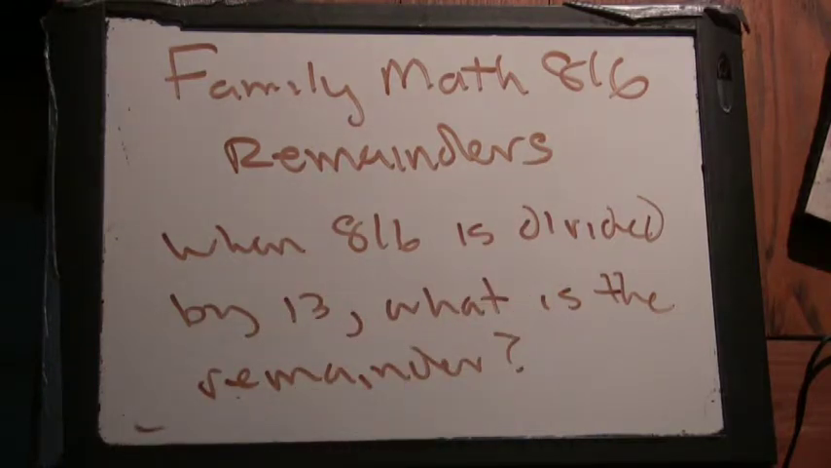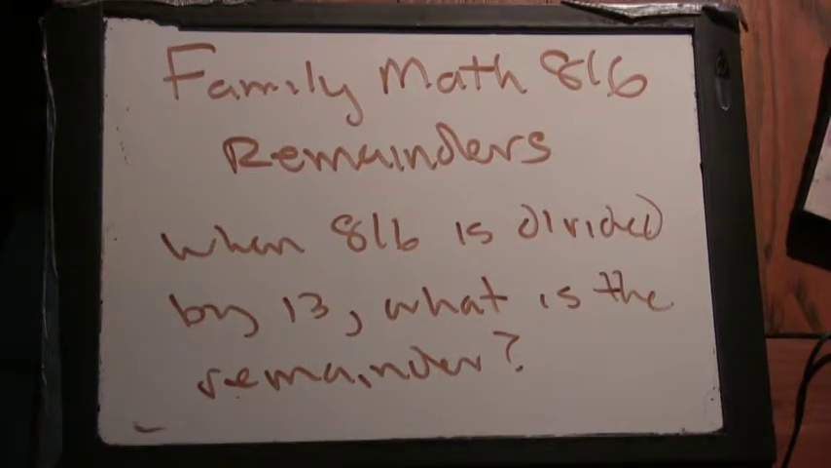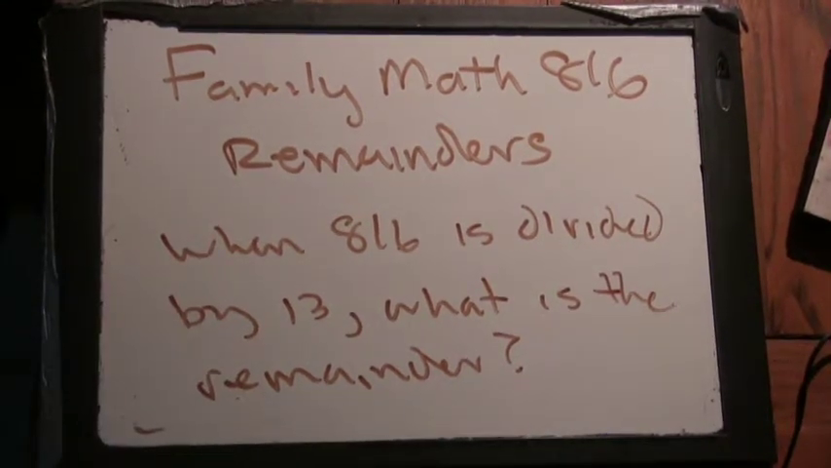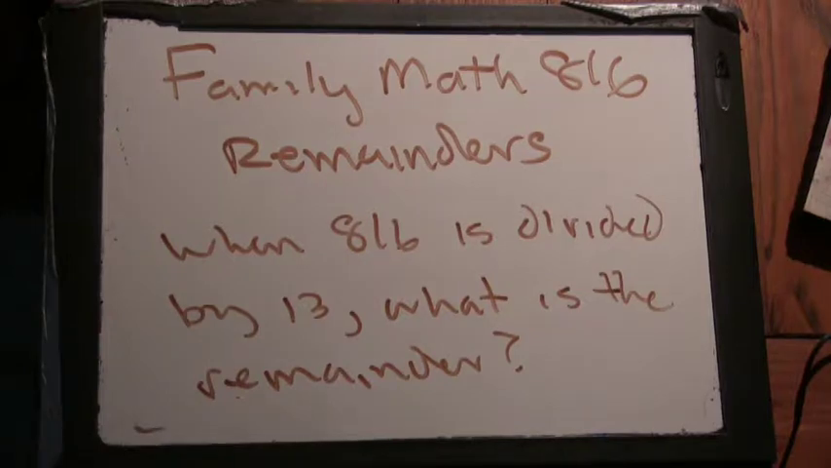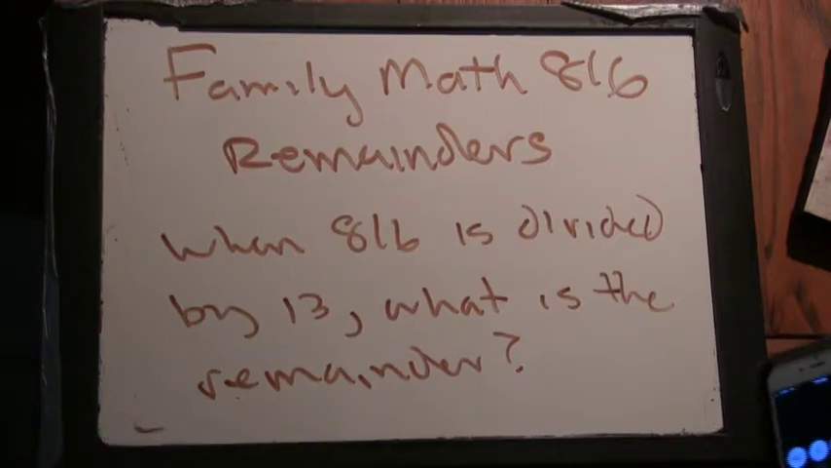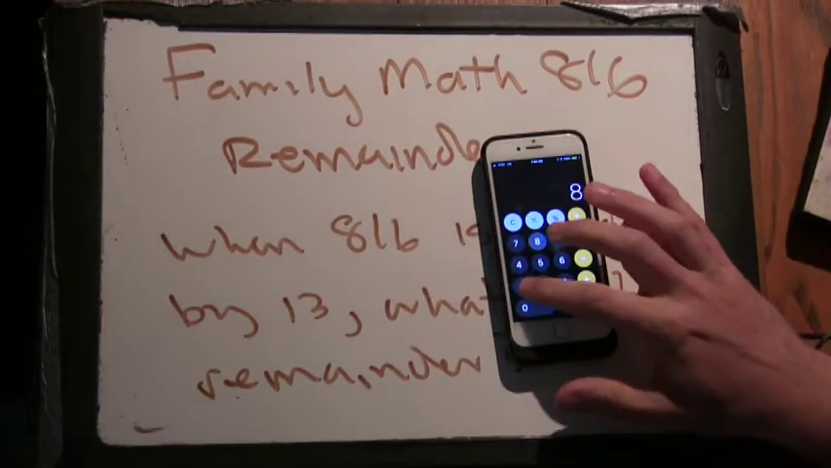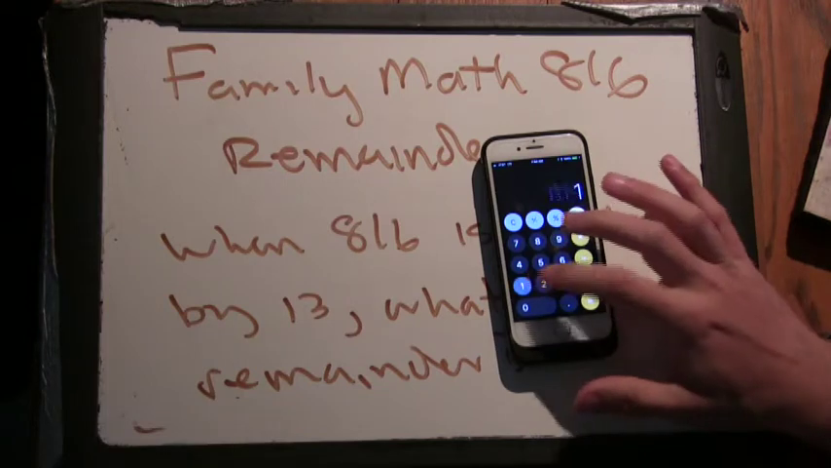Okay. So tell me about how you might approach a problem like this. Well, you can find a close multiple of 13 to 816. So I know that I think 780 is divisible by 13. And then from that, if you add 39 to that, you know that 819 is divisible by 13. So you know 816 is 3 less than a multiple of 13, so the remainder should be 10.